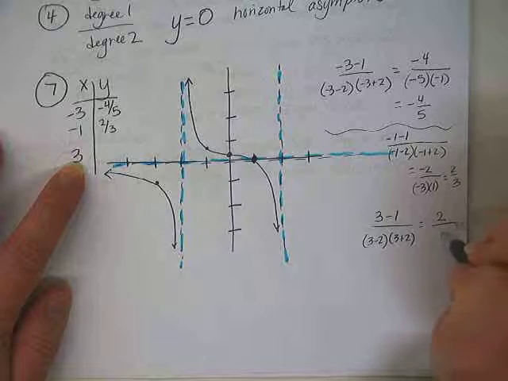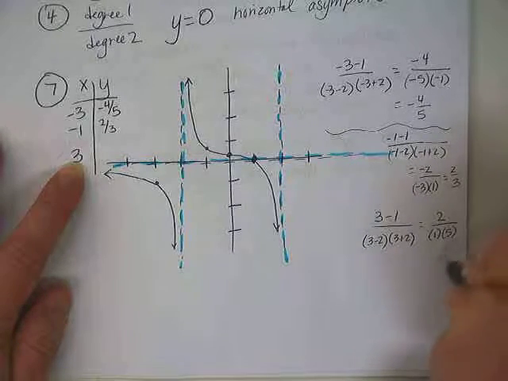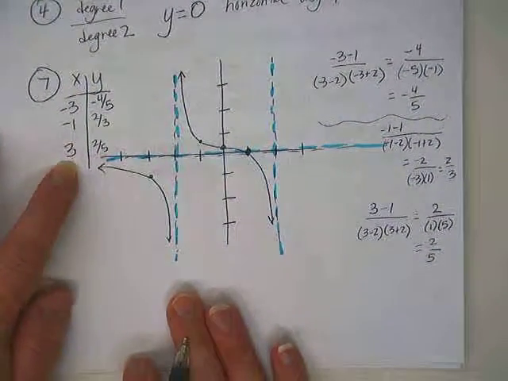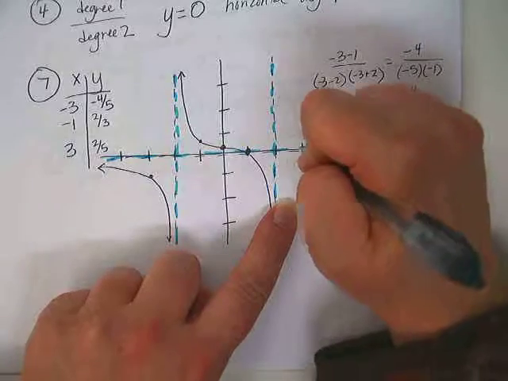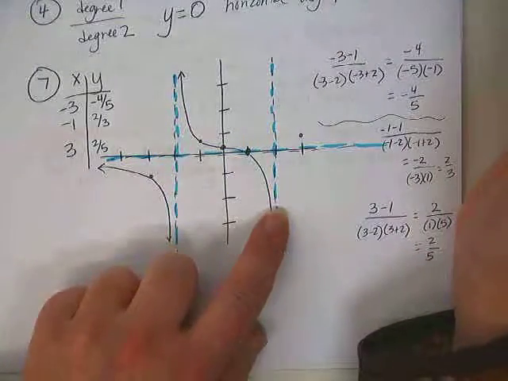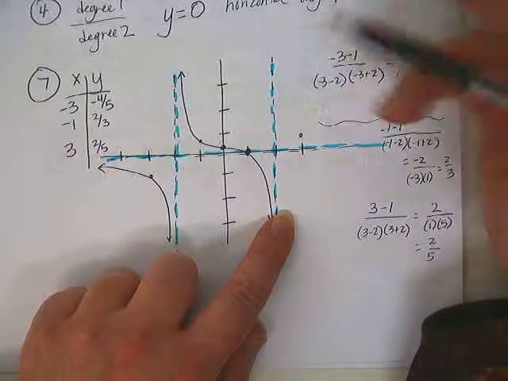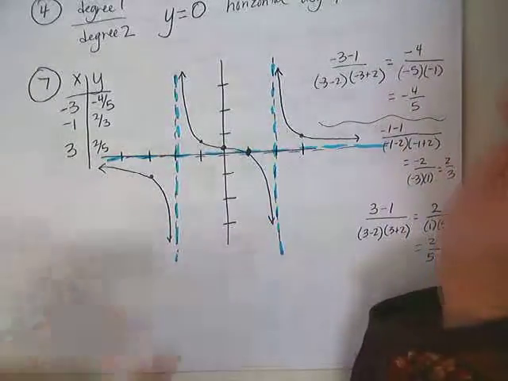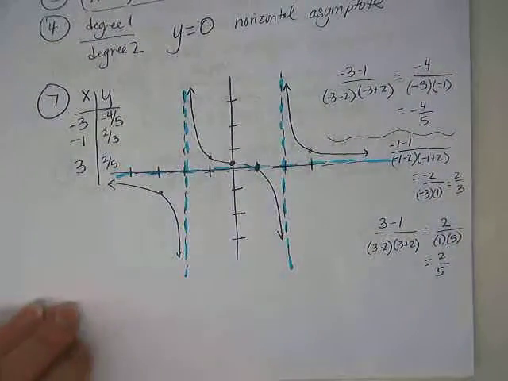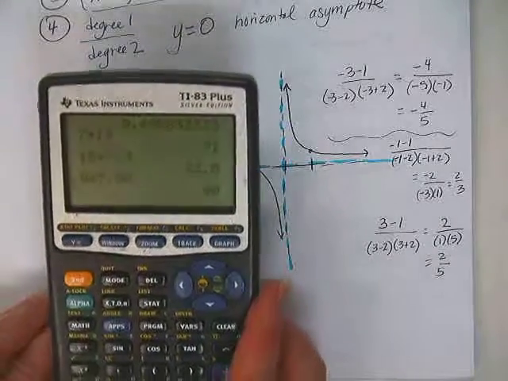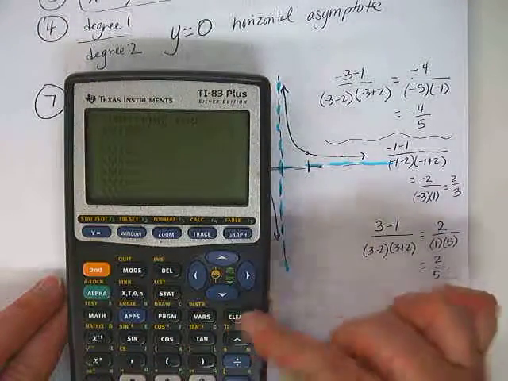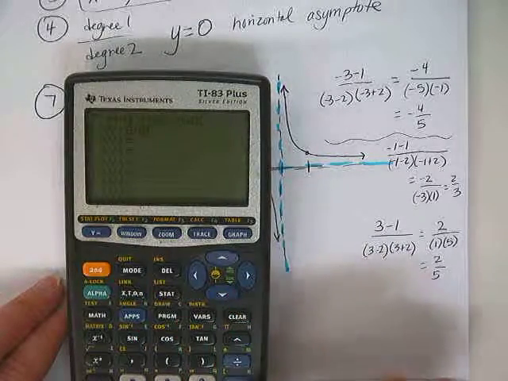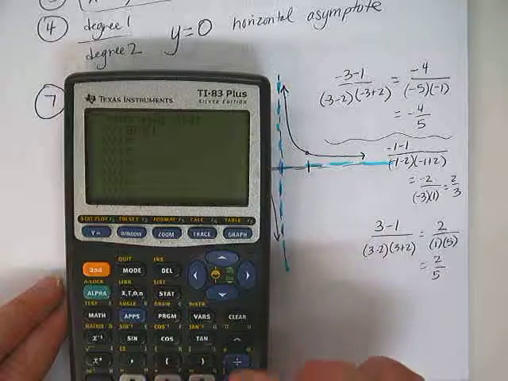Okay, last point is 3. So we're going to go 3 minus 1 over 3 minus 2 times 3 plus 2. So that gives us a 2 over 1 times 5. So 2/5. Does that look right? Did I do that okay? So at positive 3, the point will be up positive 2/5. So it's going to be above the asymptote. So that's enough to kind of show us that the graph will probably be in here. There's our final answer.